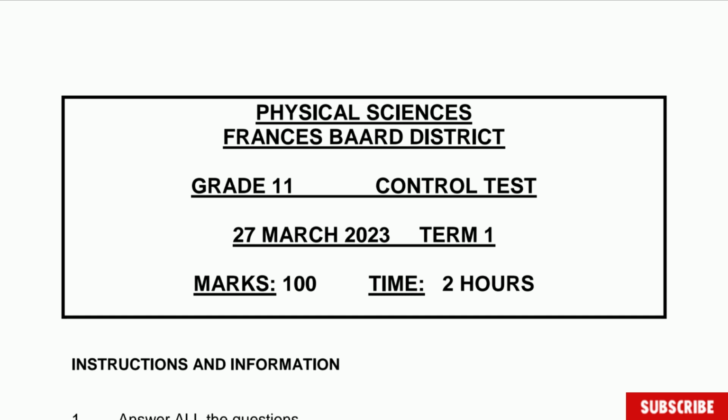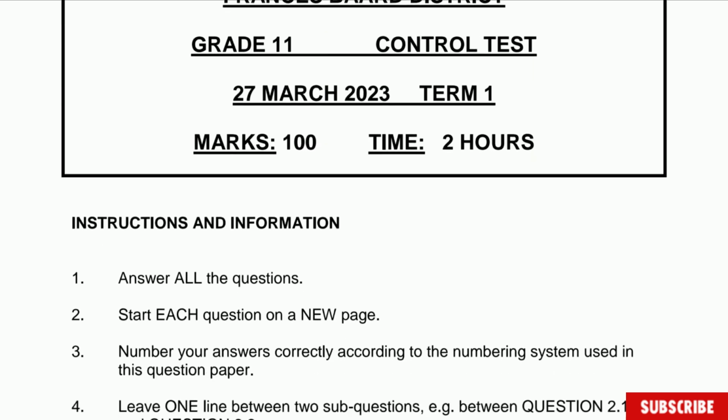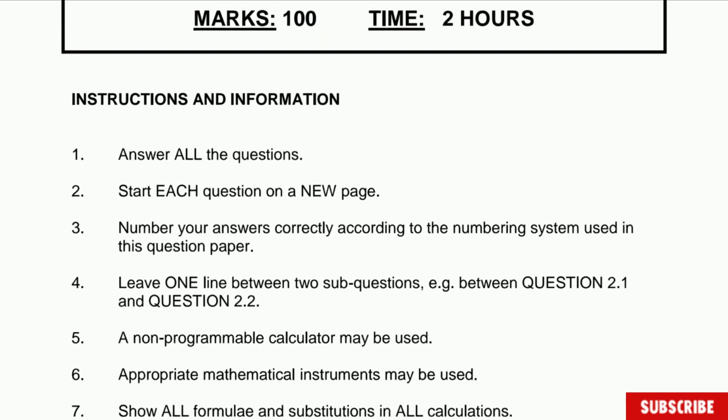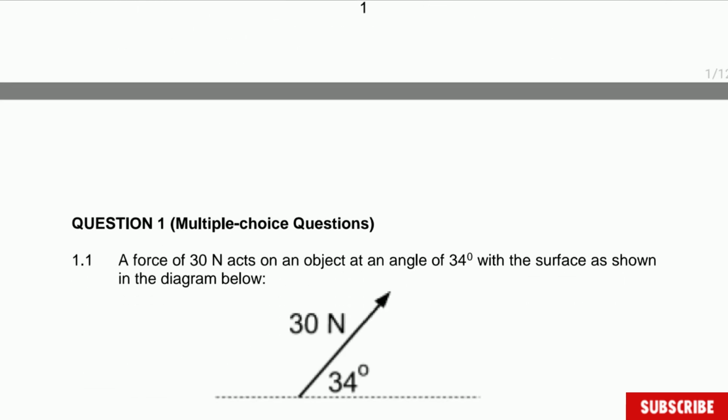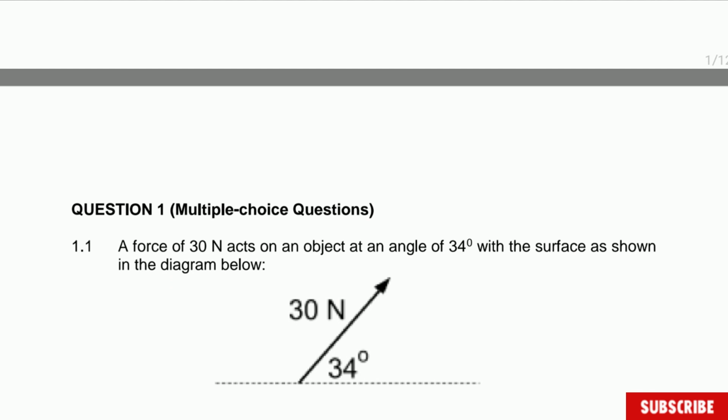This time we're going to be doing a question paper for grade 11. This one was done in term 1 in the Northern Cape province at one of the districts there, but we are going to be working through it. This question paper is very important because the same topics are going to be in the June examination for grade 11 and 12.